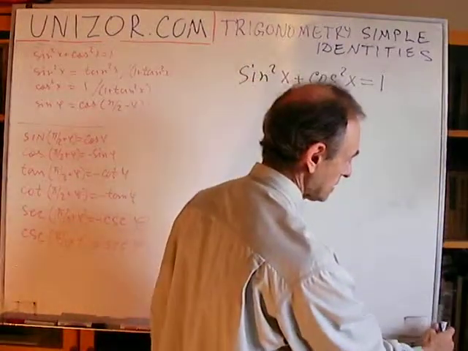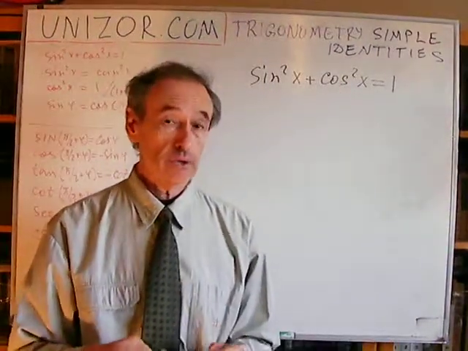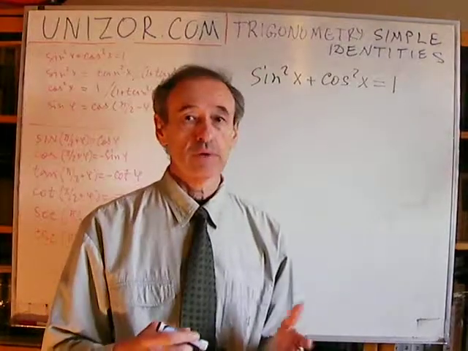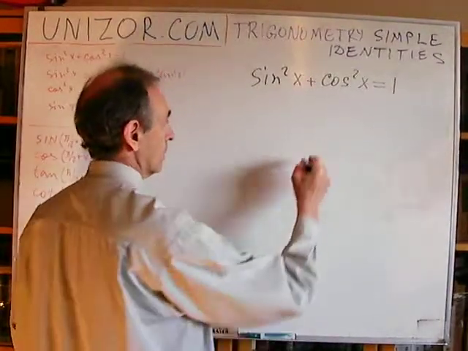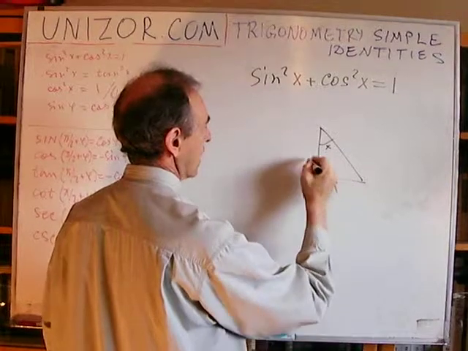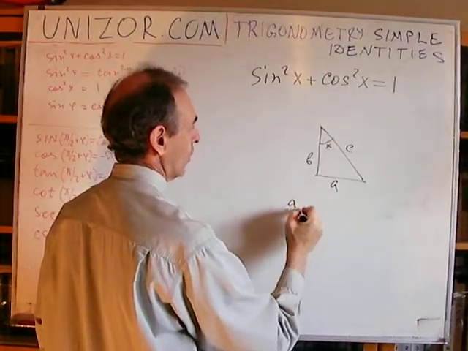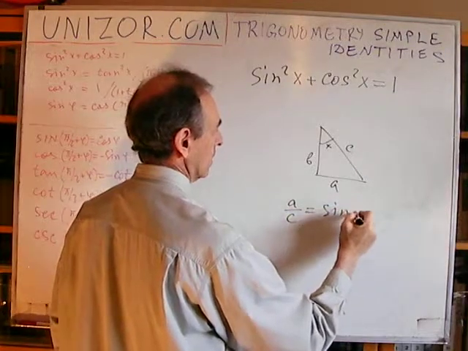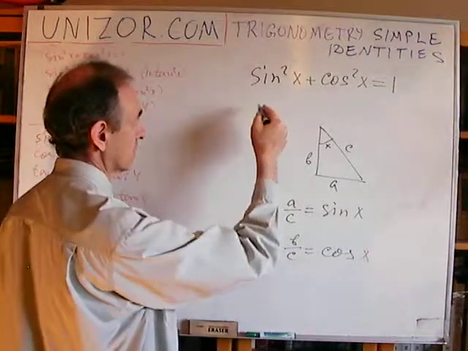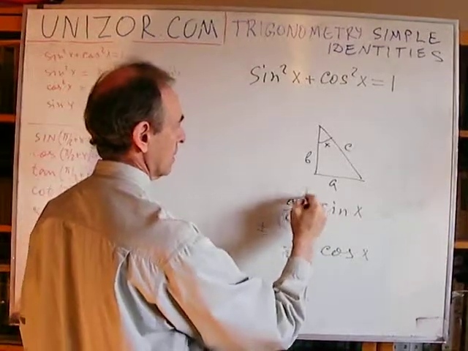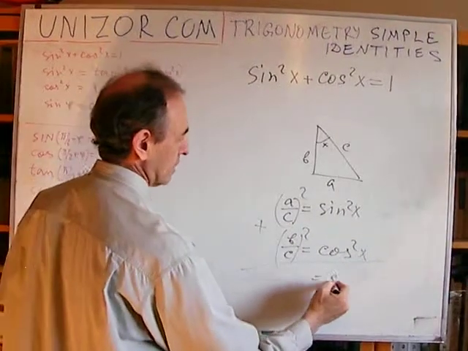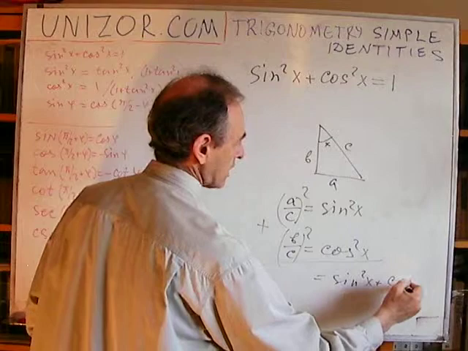Now, what's important about this? X can be anything. It can be an acute angle, in which case this is a very simple example of the Pythagorean Theorem. Because if this is your angle X, and these sides are A, B, and C, then A over C is sine of X, right? B over C is cosine of X. And if you square these and add together, you will have sine square x plus cosine square x.